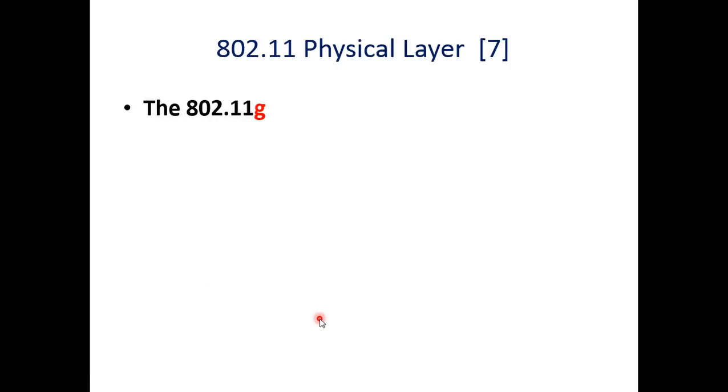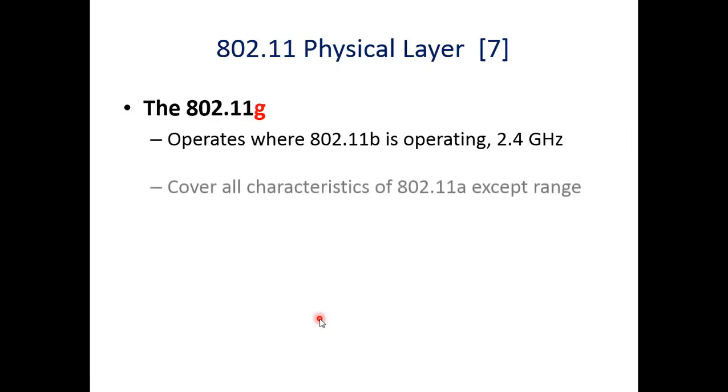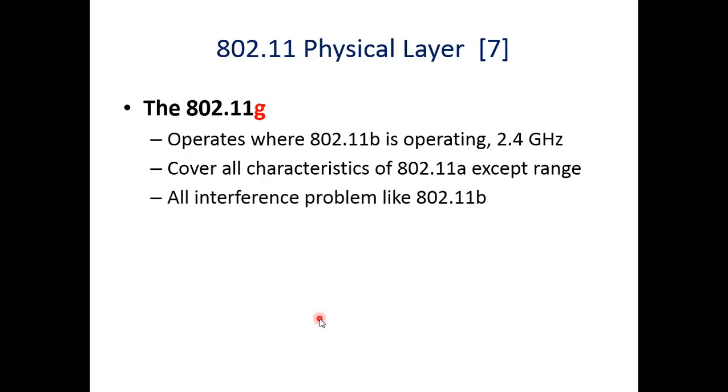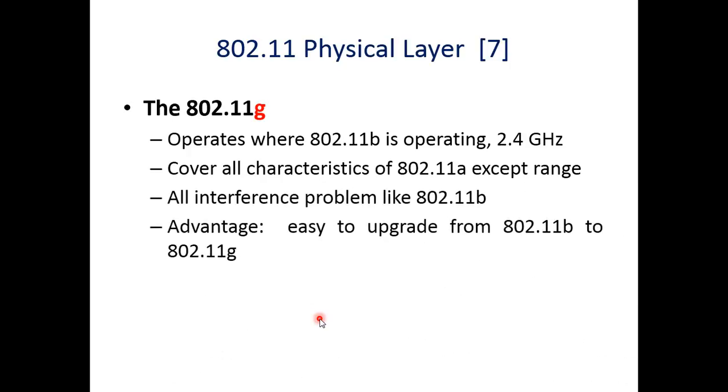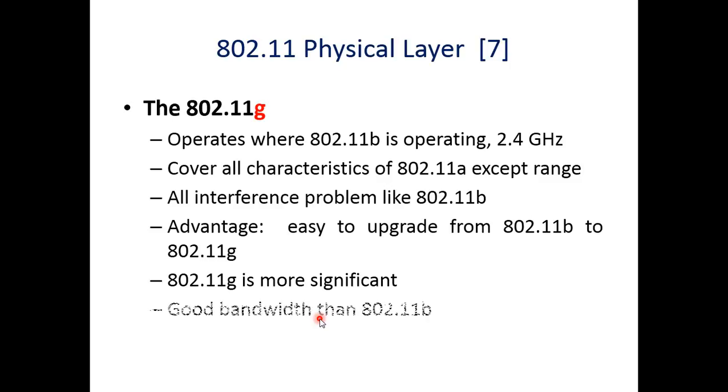Then after that, 802.11g operates where 802.11b operates, at 2.4 GHz. It covers all the characteristics of 802.11a except the range, which is almost nearer. All the problems relevant to 802.11b are also present in it. The advantage is that it is easy to upgrade: if I have an 802.11b LAN, then it is easy to upgrade from B to G. So that is the importance for upgrade purposes.